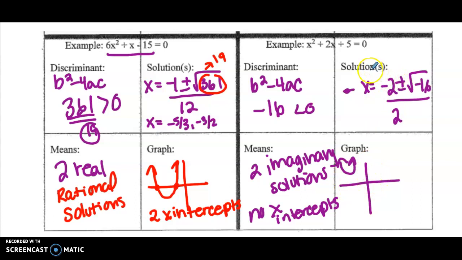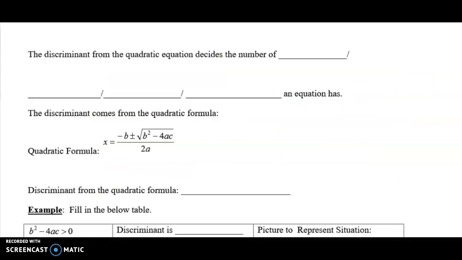The solutions, okay, so there are solutions, there's just no x-intercepts, because if I plug this back into this equation, I will get 0 back out. And we'll explain imaginary numbers in a second. Okay, so these are your two solutions. So hopefully that will help you as we go through our discriminant.